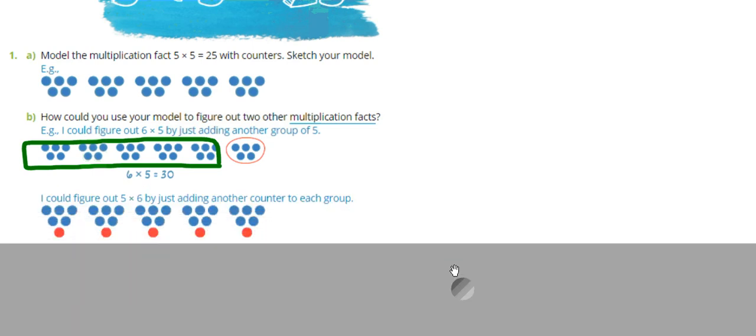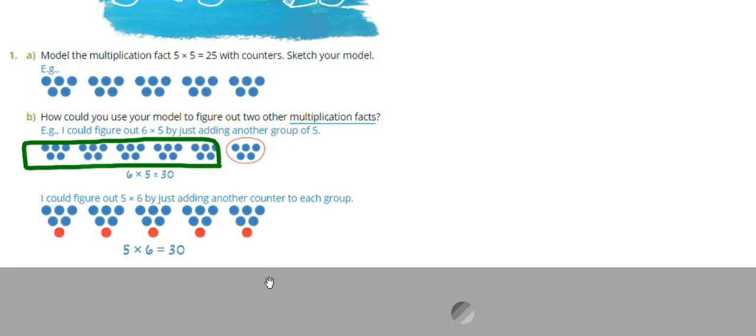Another thing you could do, this person said I could figure out 5 times 6 by just adding another counter to each group. So here's what the groups looked like before, what's in the blue, and then they added the red counters to each one. So now instead of 5 in each group, there's 6 in each group. So there's 5 groups of 6. Okay, so 5 times 6 is 30.